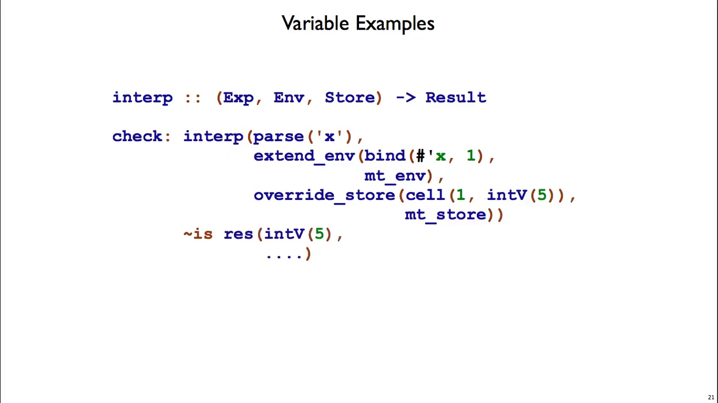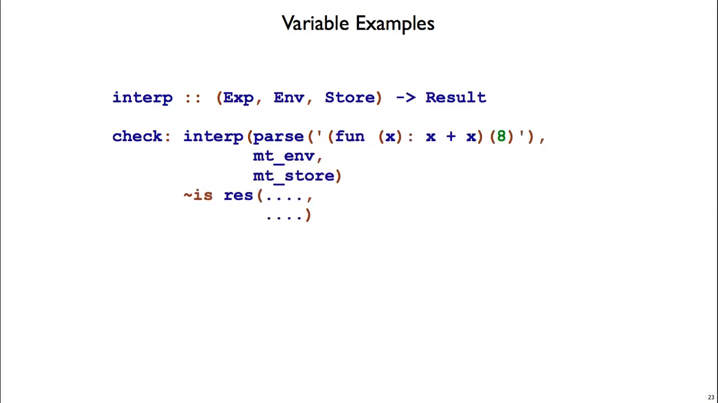So now what should the result be? Well, we should get back the value 5, because that's what x points to once we go through the environment and then use that to access the store. And what should the store be at the end? Well, that should be the same store that we had going in. The store shouldn't change from referencing a variable.